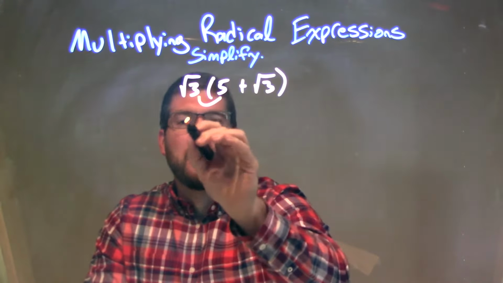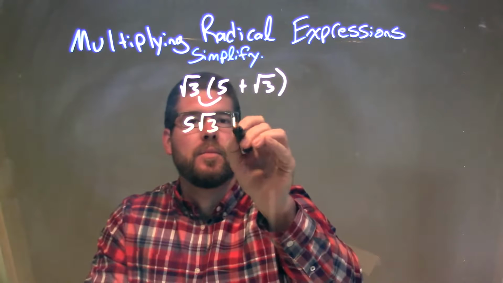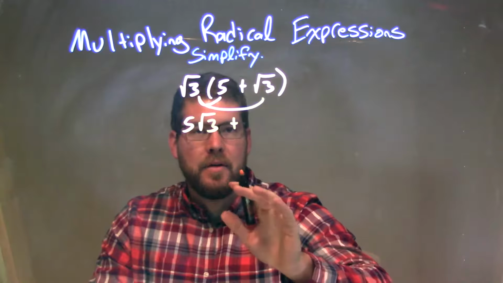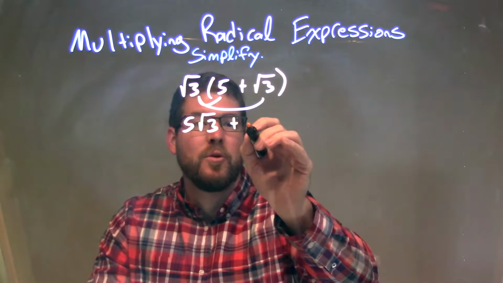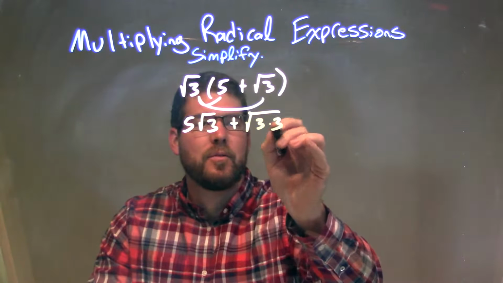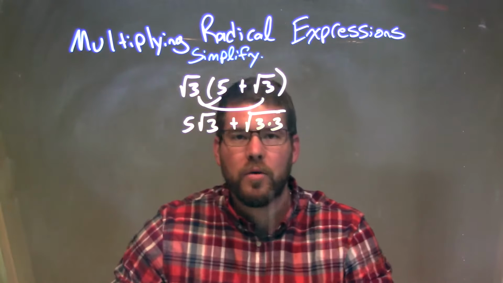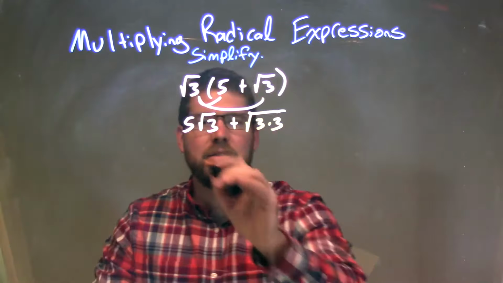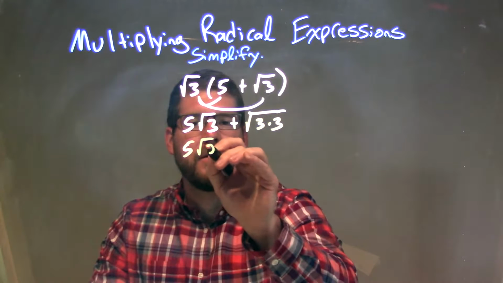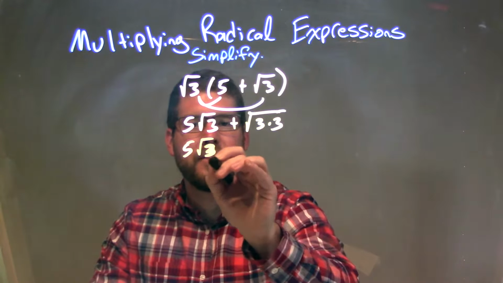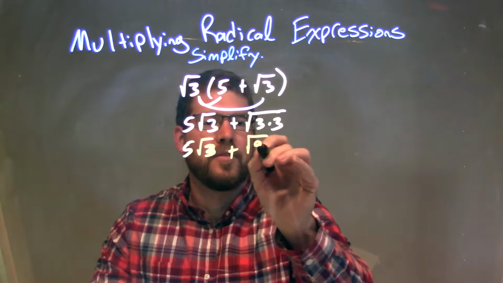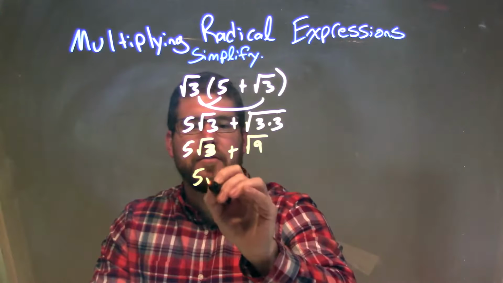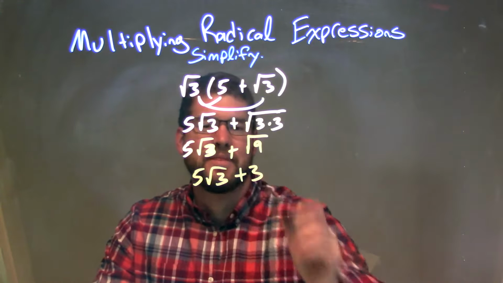So square root of 3 times 5 is 5 times the square root of 3 plus square root of 3 times the square root of 3. Well, we can combine that to be one big square root, and that's square root of 3 times 3, okay? Well, if we look at it, there are a few ways you can simplify it. 3 times 3 is 9, so we have 5 times the square root of 3, plus the square root of 9, right, 3 times 3 being 9. Square root of 9 is just 3, so we have 5 square root of 3 plus 3, and that's it.